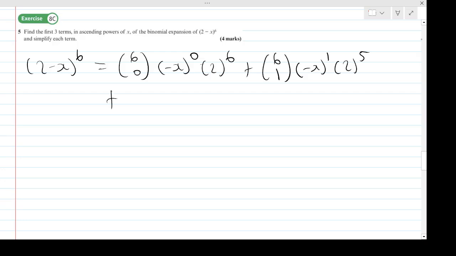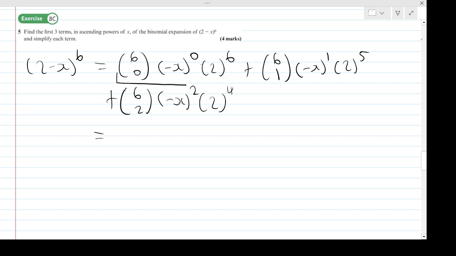And then the next term is 6 choose 2, then minus x all squared, so power 2. Then the number in the bracket would be a power 4, so 2 and 4 gets us 6. And actually those are 3 terms, so we're good. We can just simply expand it now and work it all out in the calculator.